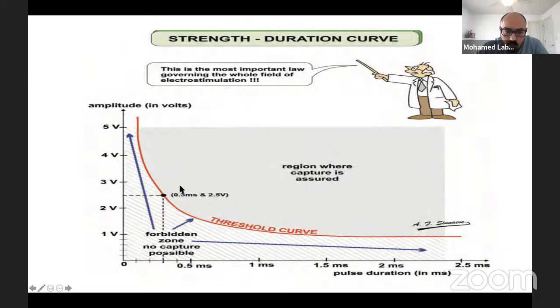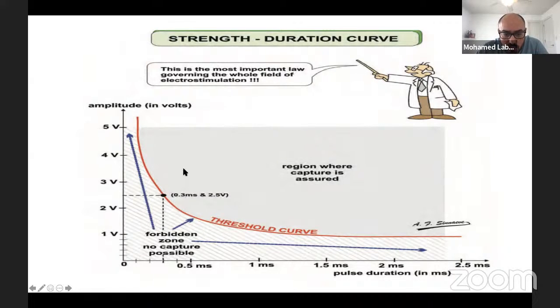As you become more efficient in picking the energy, you also want to avoid the non-capture zone. So for example, let's take this example. This is a device. If you look at the curve, if this is the capture threshold, what does that mean? That means the device is capturing at 2.5 volts and the energy is delivered at say 0.4 milliseconds. So we say that's the capture threshold. What does that mean? It means that if you try to deliver 2 volts over 0.4 milliseconds, the myocardium won't contract. That's below the threshold. So this is a forbidden zone.